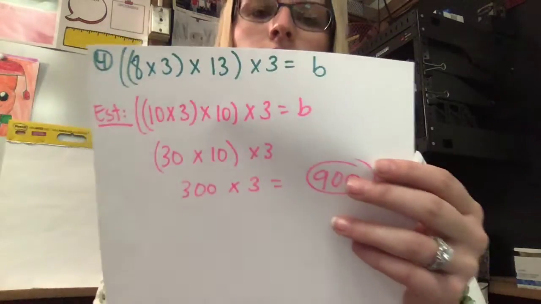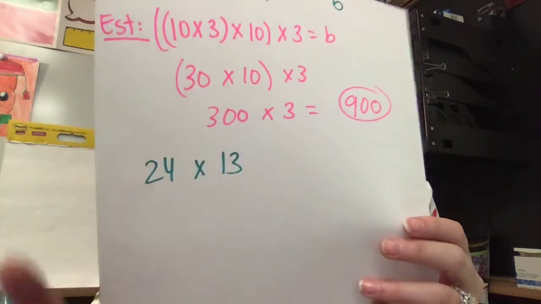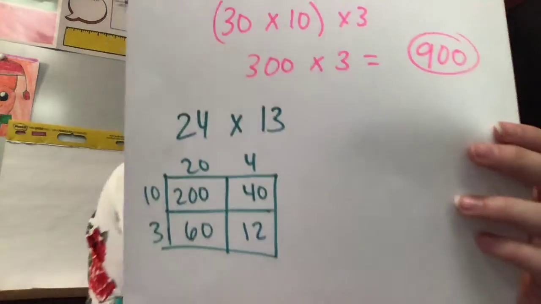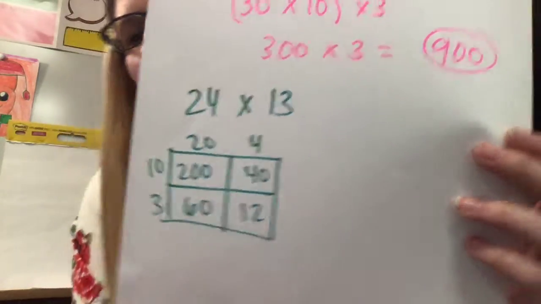8 times 3. 8 times 3 is 24. And we got to do times it by 13. So again, I'm going to do the box method for this one. I'm going to break up the box even bigger. Split up my 20 and 4, split up my 10 and 3. So now I've got 20 times 10, should be 200. 4 times 10 is 40. 20 times 3 is 60. And then 4 times 3 is 12. So there's all of my answers in my box. Now I got to add them all up.